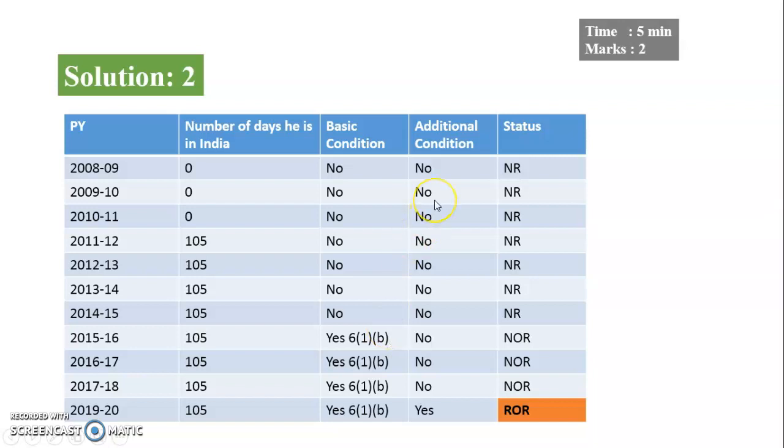But regarding the ROR or NOR status, he was ROR only in the financial year 19-20. Prior to that, he was NOR, since in the previous 7 years the person should have stayed at least greater than 730 days. So in that case, your answer should be ROR, which most of you have attempted correctly.